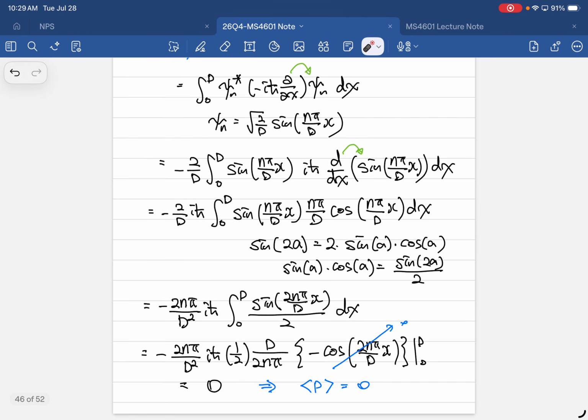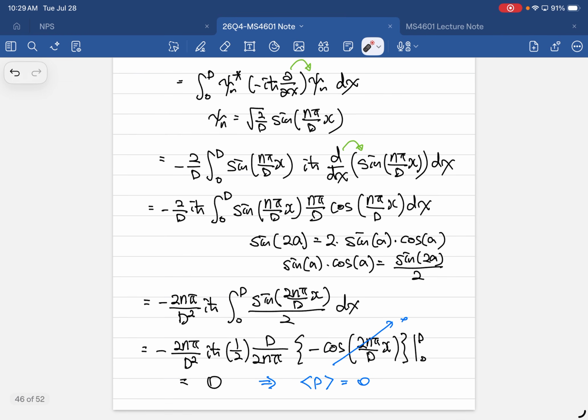So this one is easier to integrate. We don't have to do any integration by parts. Once you do the integration, it becomes negative cosine of 2n pi x over d. And then if you substitute d inside, it becomes 1, and 0 goes inside, it becomes 1. 1 minus 1 is 0. That's why we actually get 0.